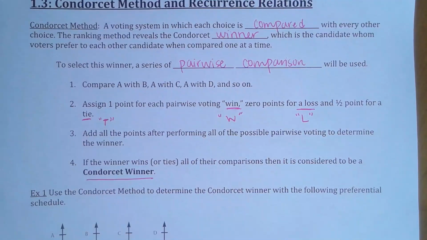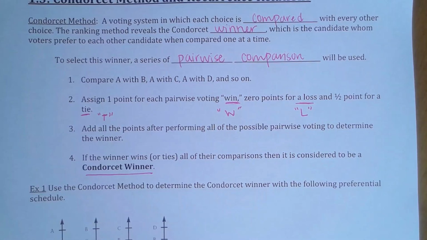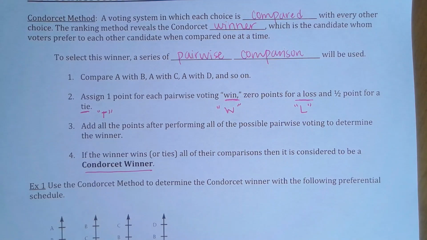We look at all the different point values, and if the winner wins everything or ties, it's not necessarily the most number of points, but if they win or tie every comparison, then they're considered the Condorcet winner. So we're not going to really bother with actually awarding points. We'll just use this system because it's a little bit simpler to view it that way.